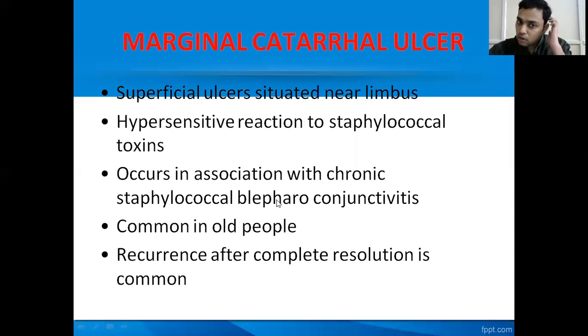It is associated with chronic staphylococcal infection. The staphylococcal infection may present as blepharitis or conjunctivitis. It is a hypersensitive reaction to the staphylococcal toxins. So the patient is already having the staphylococcal infection as blepharitis or conjunctivitis. Because of the hypersensitive reaction to the staphylococcal toxins present in the body, we see superficial ulcers present near the limbus. This is more common in old people, and recurrence is very common in marginal keratitis.